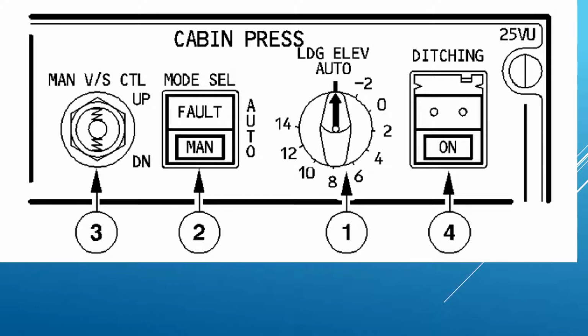Okay, so we're going to take a look at the control switches on the overhead panel. You can see there are four major ones. In fact, there are only four, identified on this picture as 1, 2, 3, and 4. So we'll start off in numerical order.